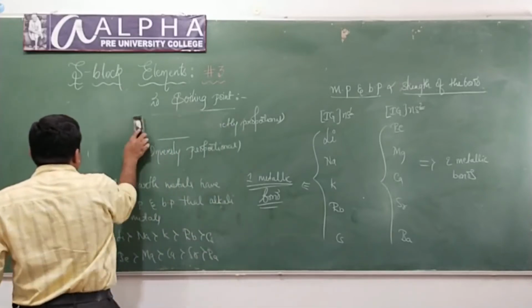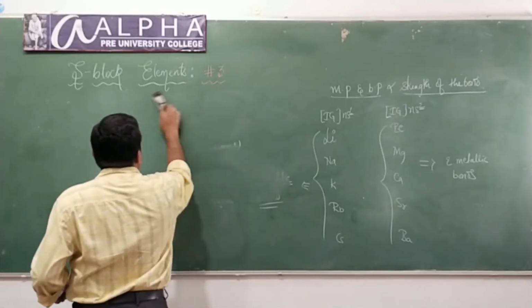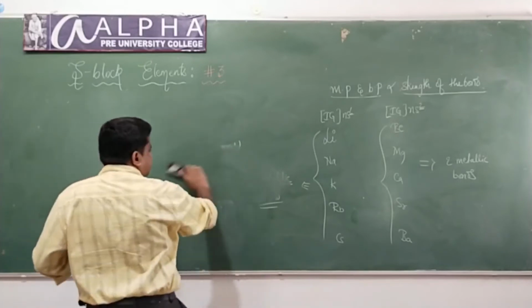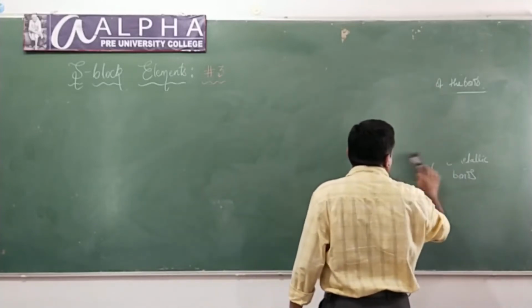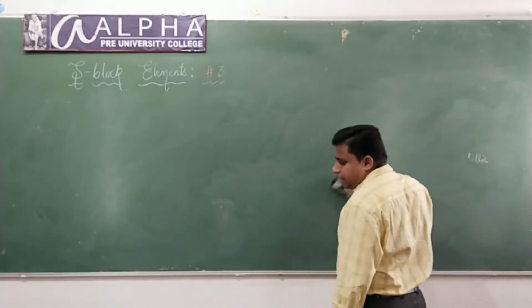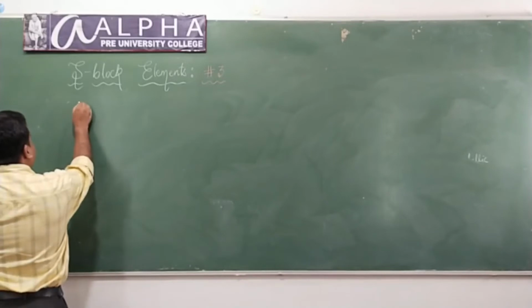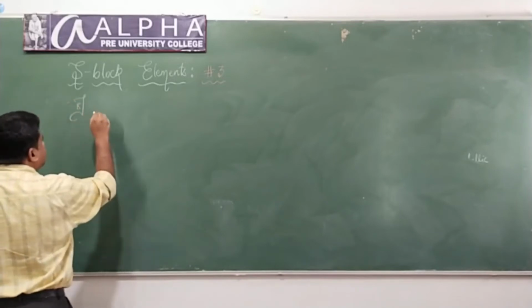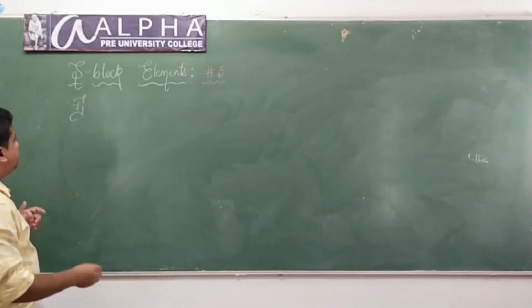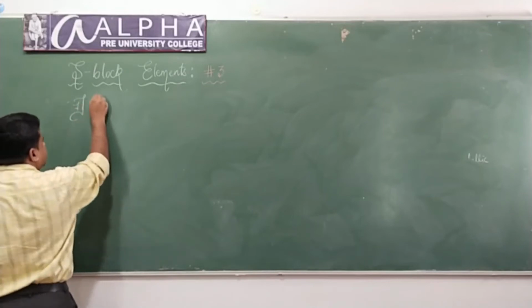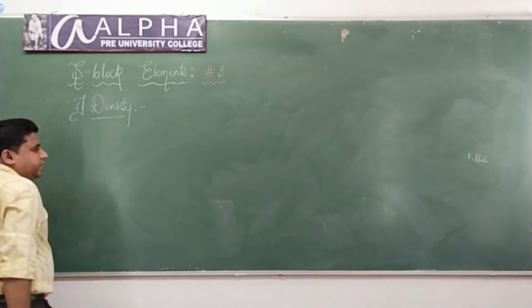Now guys, quite important, next one: density. Density of alkali metals and density of alkaline earth metals. This is the seventh physical property. We are talking about the density of alkali metals and alkaline earth metals.